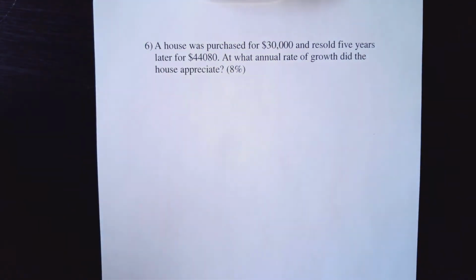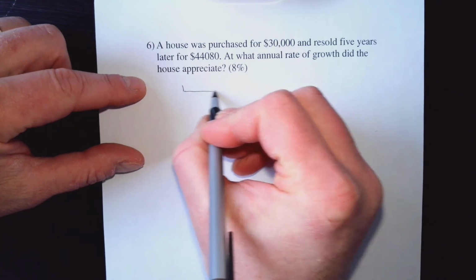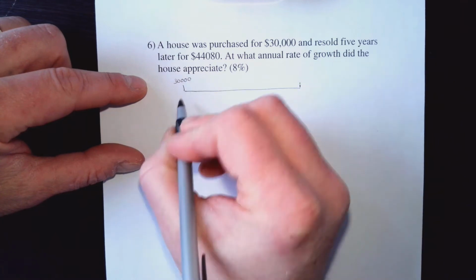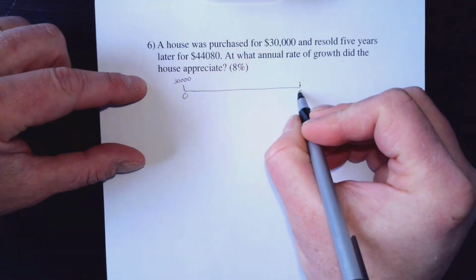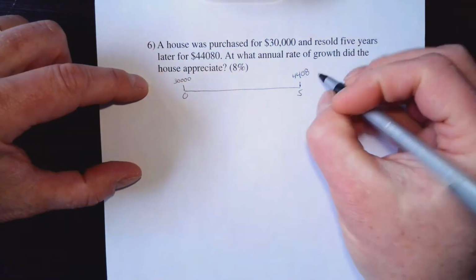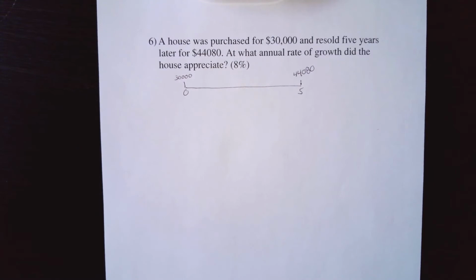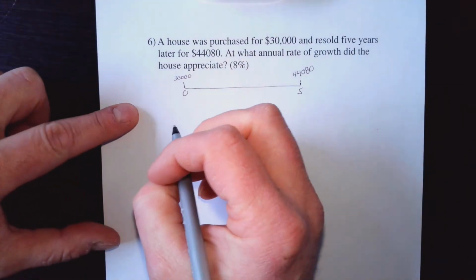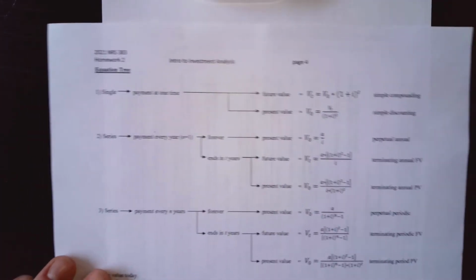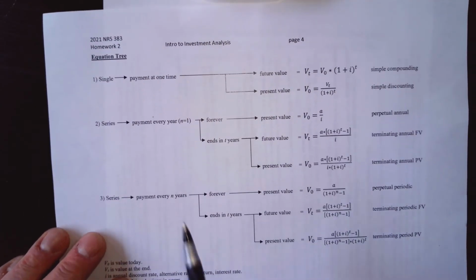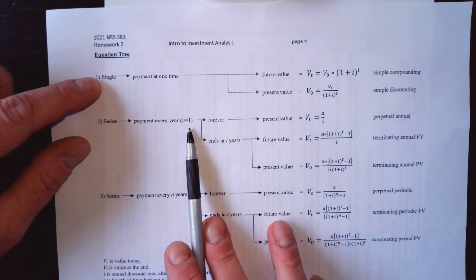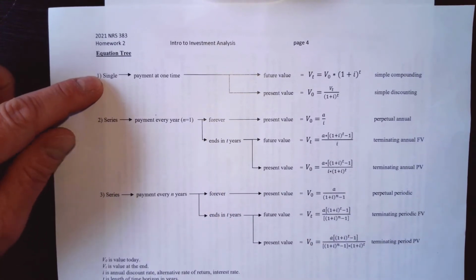Okay, so that's different in that if we think about what this is in a timeline, we have $30,000 in year 0, and 5 years later we sell it for $44,080, right? Now we have these values, we want to know what I is. And so when we look at what we have, okay, it is a single payment. It's not really a series because it's one payment that we have and one in the future.